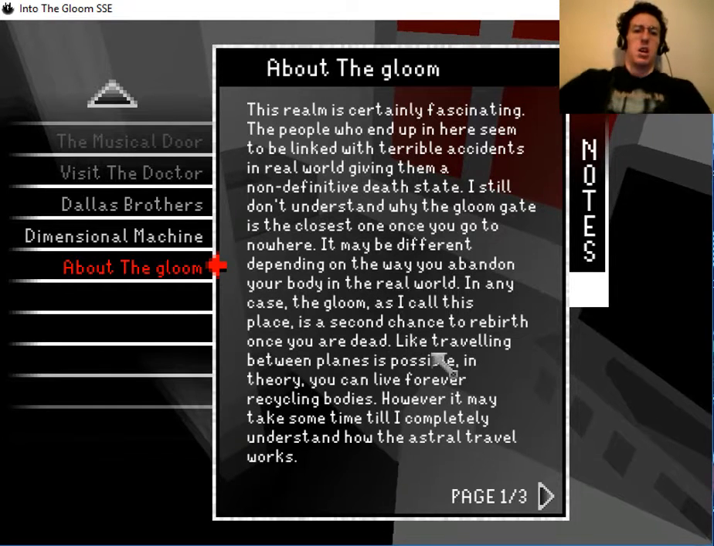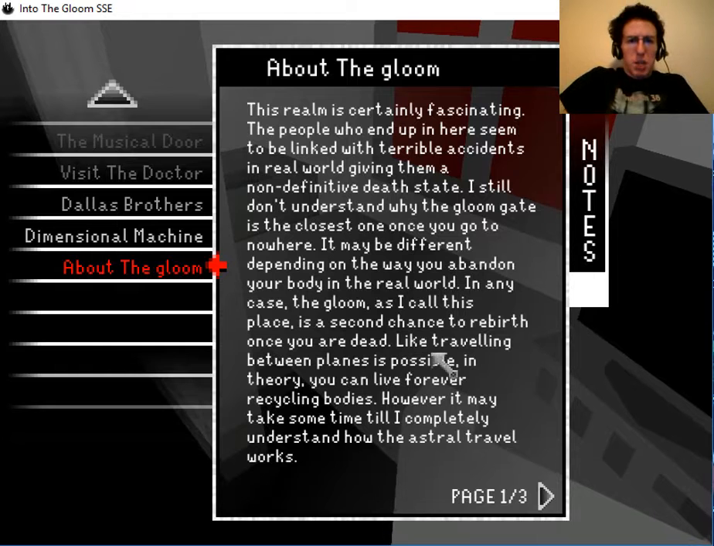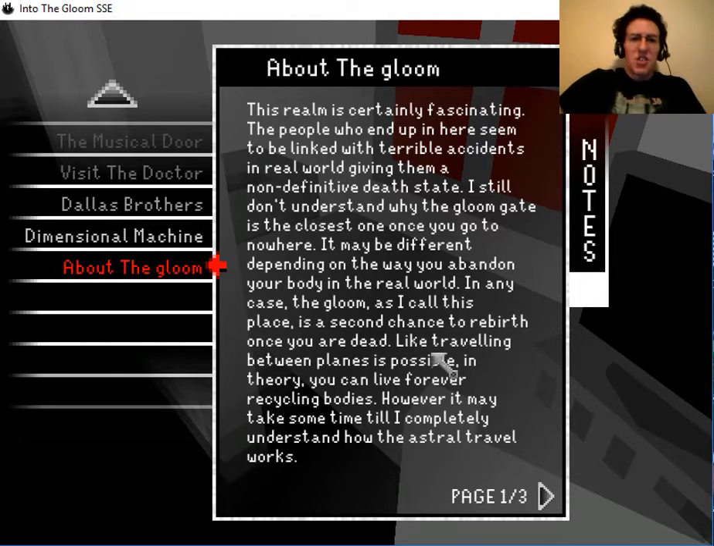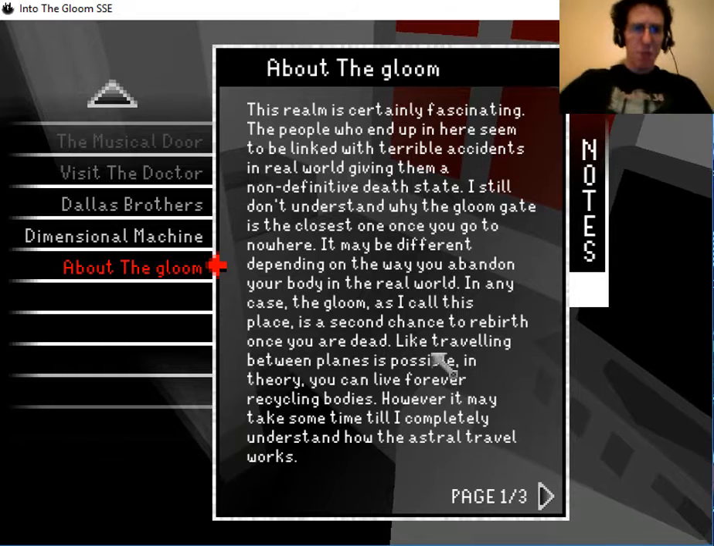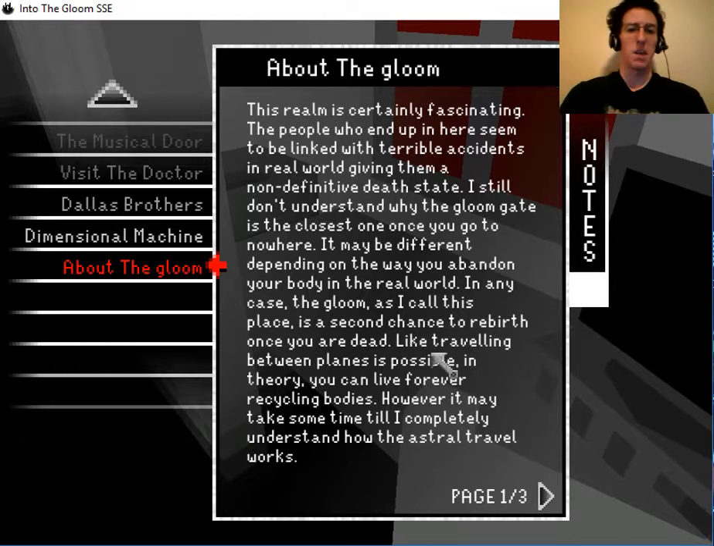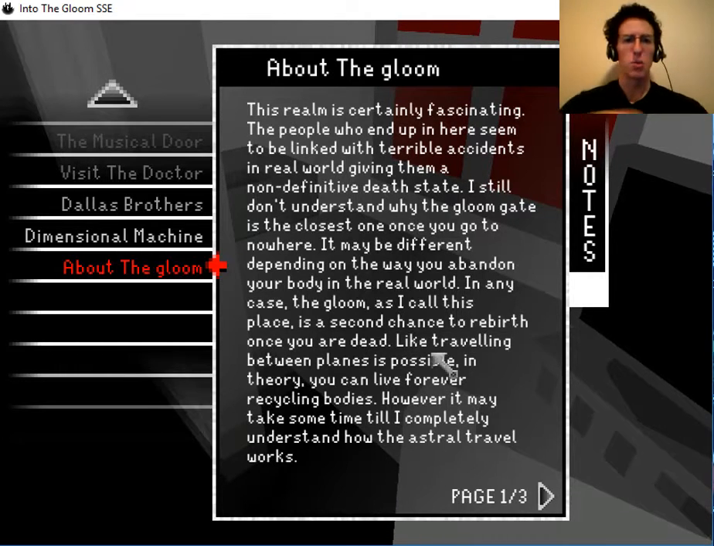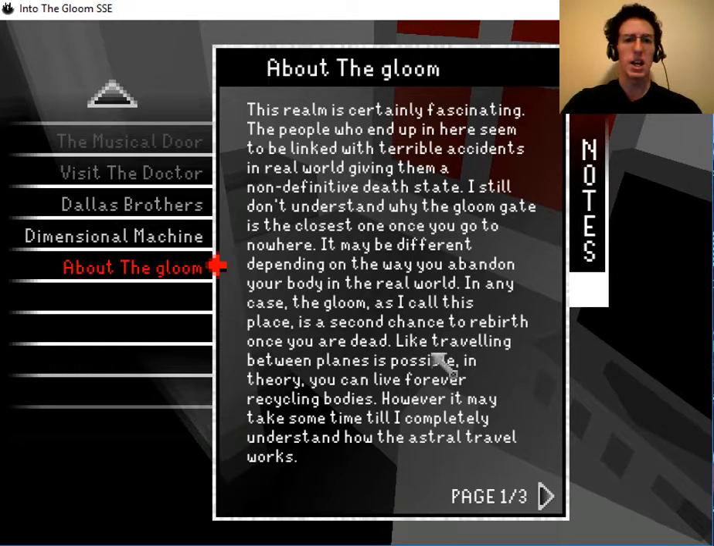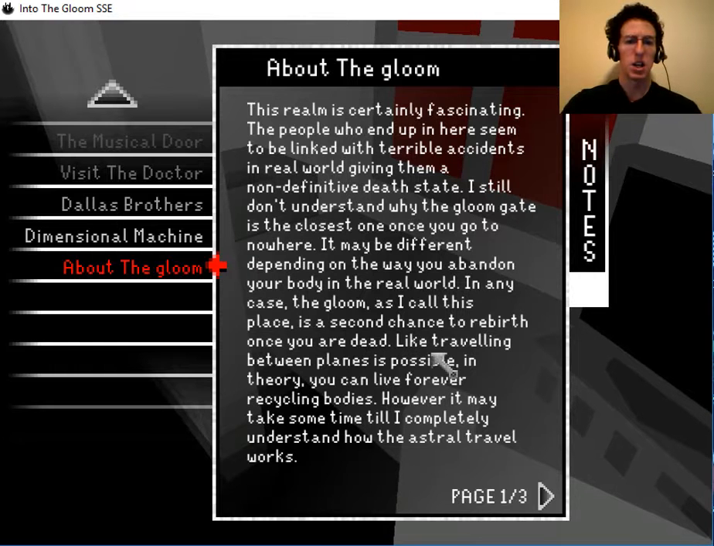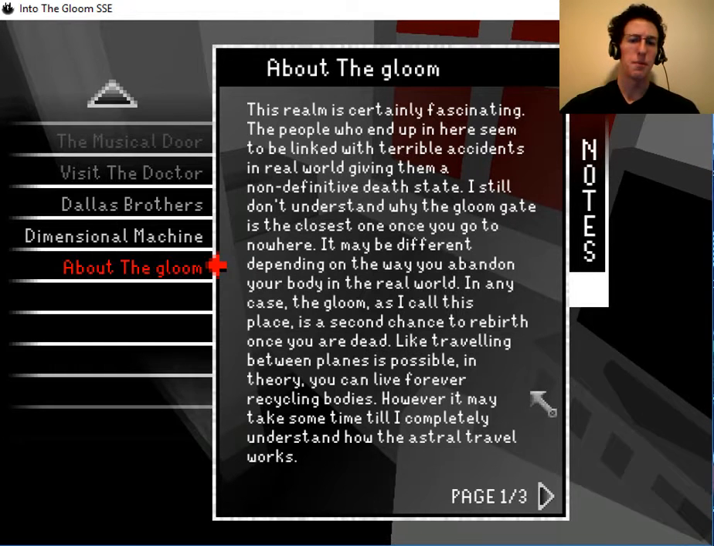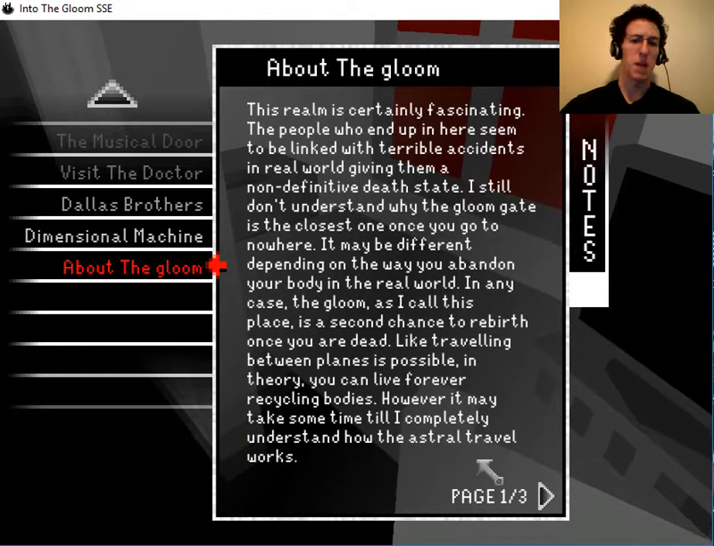About the gloom. This realm is certainly fascinating. The people who end up in here seem to be linked with terrible accidents in the real world, giving them a non-definitive death state. I still don't understand why the gloom gate is the closest one once you go to nowhere. It may be different depending on the way you abandon your body in the real world. In any case, the gloom, as I call this place, is a second chance to rebirth once you are dead. Like traveling between planes is possible. In theory, you can live forever recycling bodies. However, it may take some time till I completely understand how the astral travel works.